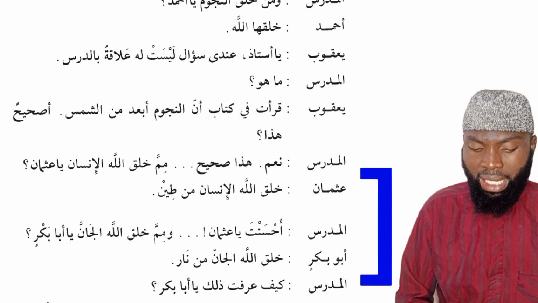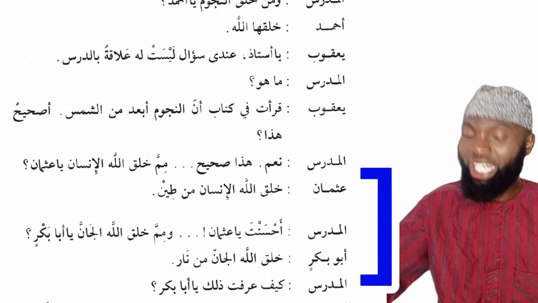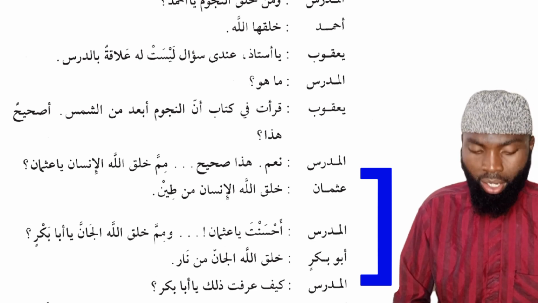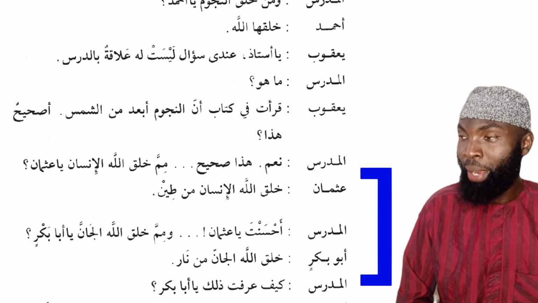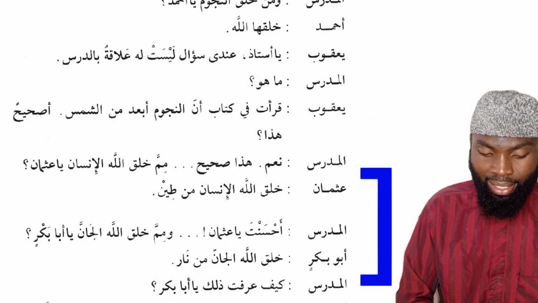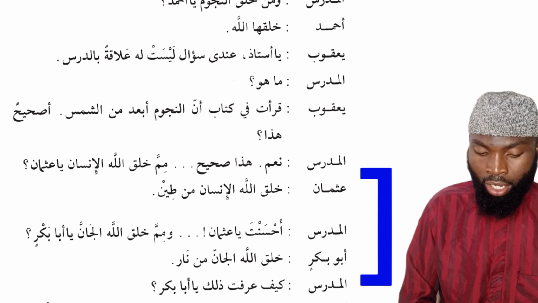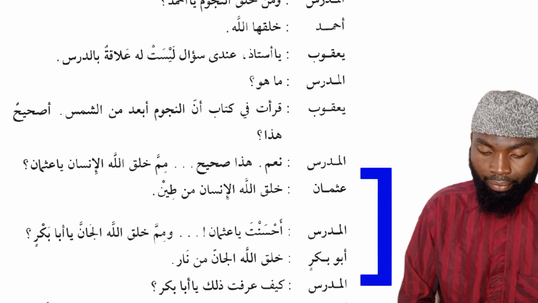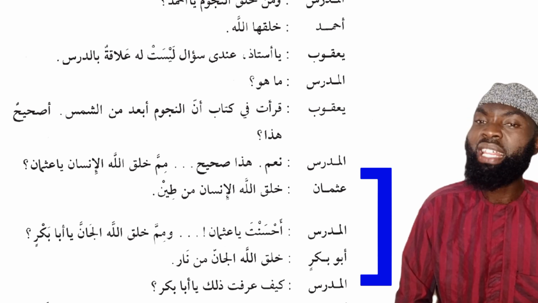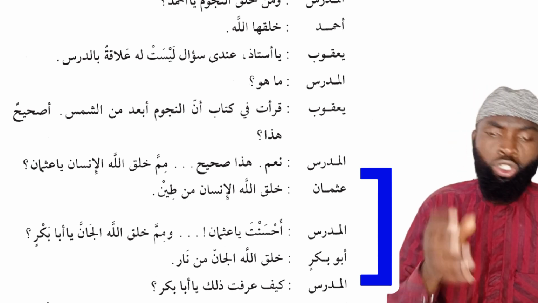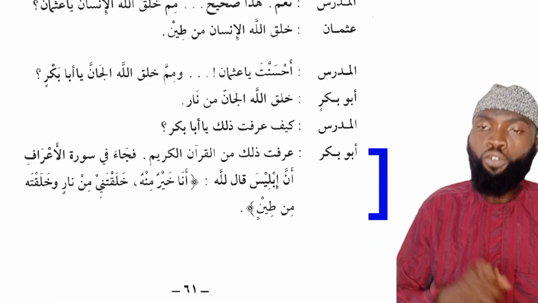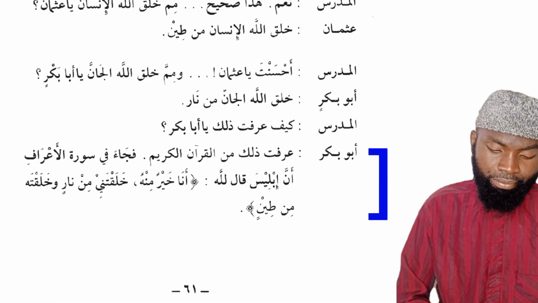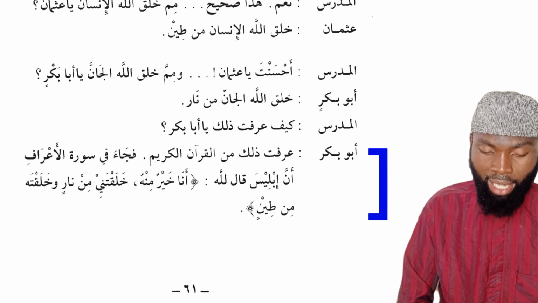Then Al-Mudarris said, Ahsanta ya Uthman, you did well, O Uthman. وَمِمَّا خَلَقَ اللَّهُ الْجَانَّ يَا أَبَا بَكْرٍ. From what has Allah created jinns? Abu Bakr said, خَلَقَ اللَّهُ الْجَانَّ مِن نَارٍ. Allah created the jinns from fire. Al-Mudarris said, كيف عرفت ذلك يا أبا بكر? How do you know that, O Abu Bakr? Abu Bakr said, عرفت ذلك من القرآن الكريم. I knew that from the Quran.